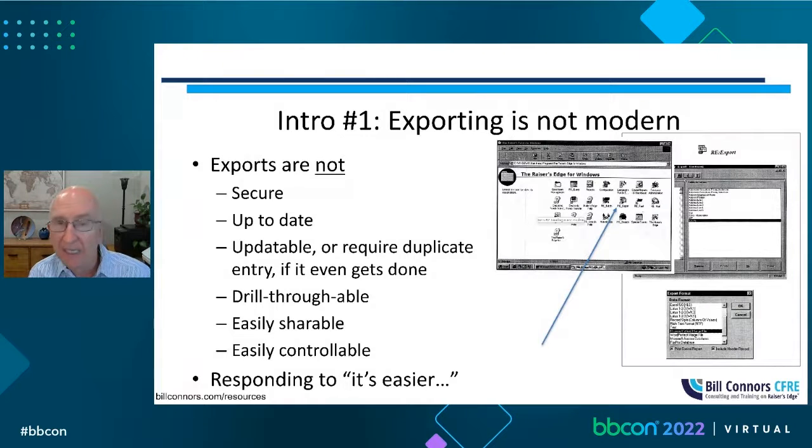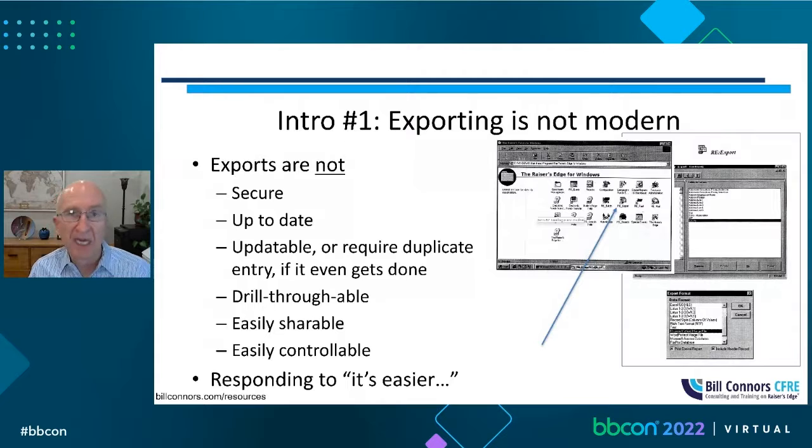The data is not up to date because any changes made in the database aren't going to be reflected on the spreadsheet. The data is not updatable because if I change the spreadsheet, it does nothing for the database. It's not drill throughable. If there's a gift on the spreadsheet, if there's a constituent on the spreadsheet, I can't see more detail about that. It's not easily shareable. The database manager can't run reports across spreadsheets. My boss can't easily see it. My colleague can't tell who I'm meeting with and what my fundraising strategy is.